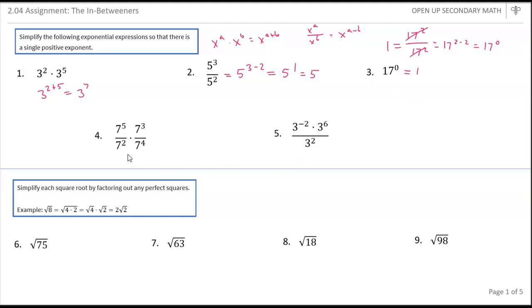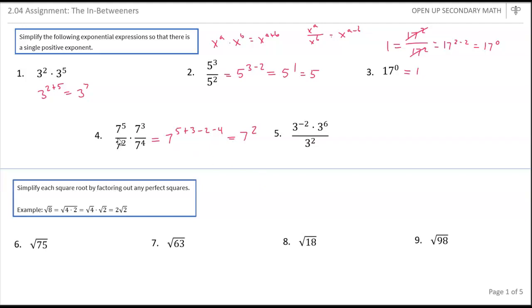On number 4, we're going to combine several of these rules. So remember, we're multiplying. These will be multiplying across the top, and then we'll be dividing and dividing. Multiply, multiply, divide, divide. So when we're multiplying, we add, so that'll be 5 plus 3. And when we divide, we subtract, minus 2 minus 4. 5 plus 3 is 8, minus 2 is 6, minus 4 is 2, so that'll just be 7 squared.